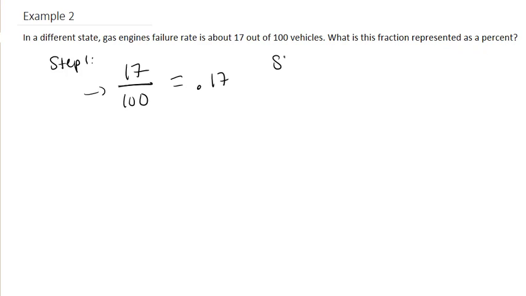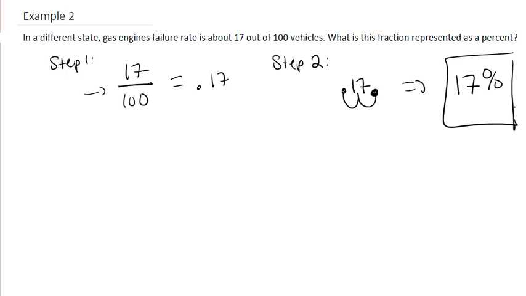0.17. Now step 2 is to move the decimal over twice to the right. So we'd go 1, 2. So our final answer is 17 percent, and that would be our final answer.